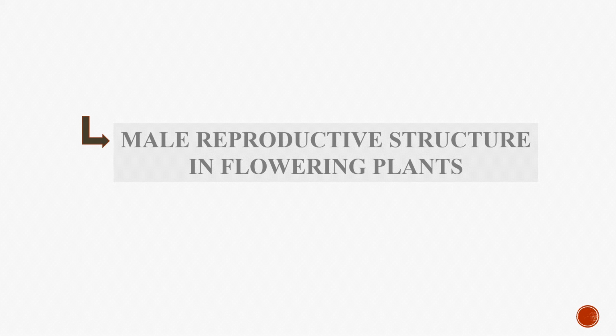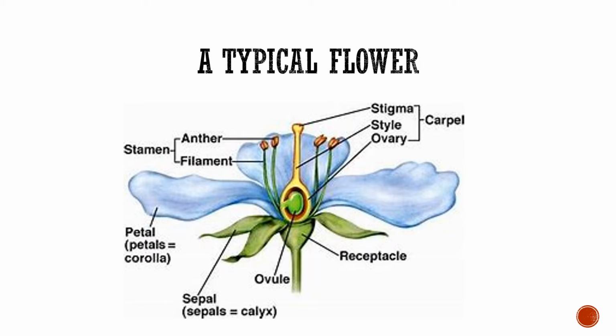We shall also see the process by which the male gamete or pollen grains are produced inside the male reproductive structure. Flower is one of the basic fundamental structures of an angiosperm. A typical flower comprises several different parts which are all brought together on a centralized aperture which is called the receptacle. This receptacle supports all the various floral parts which are found in a flower.